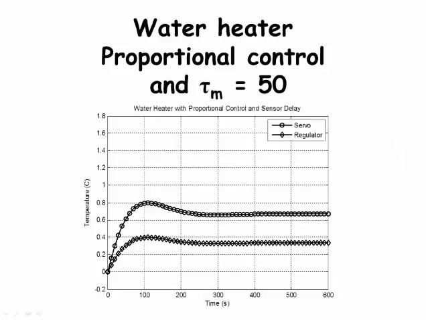The time-dependent servo and regulator water heater outlet temperature responses using proportional control are shown here. Both have some overshoot, which was not seen in the previous case when tau m was equal to 0, and we use proportional control. We still have an offset with proportional control alone.